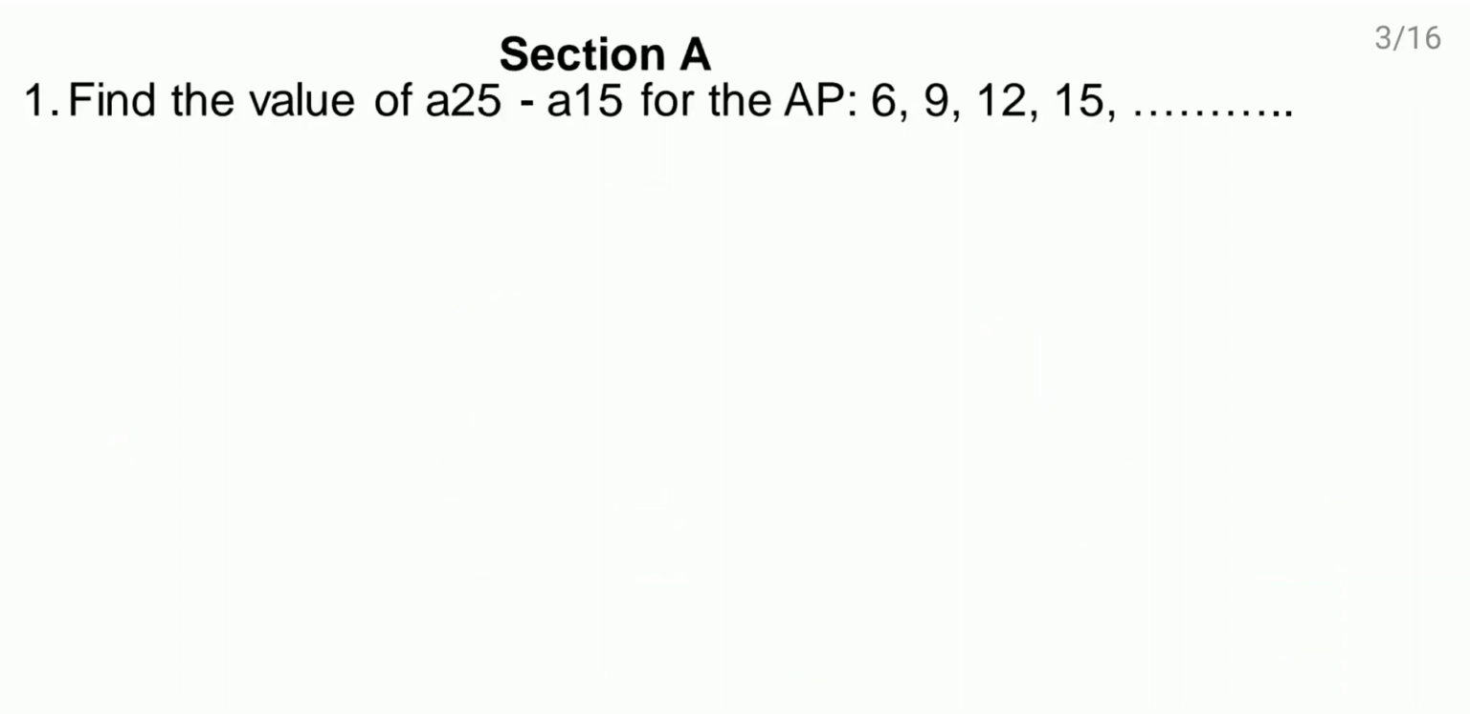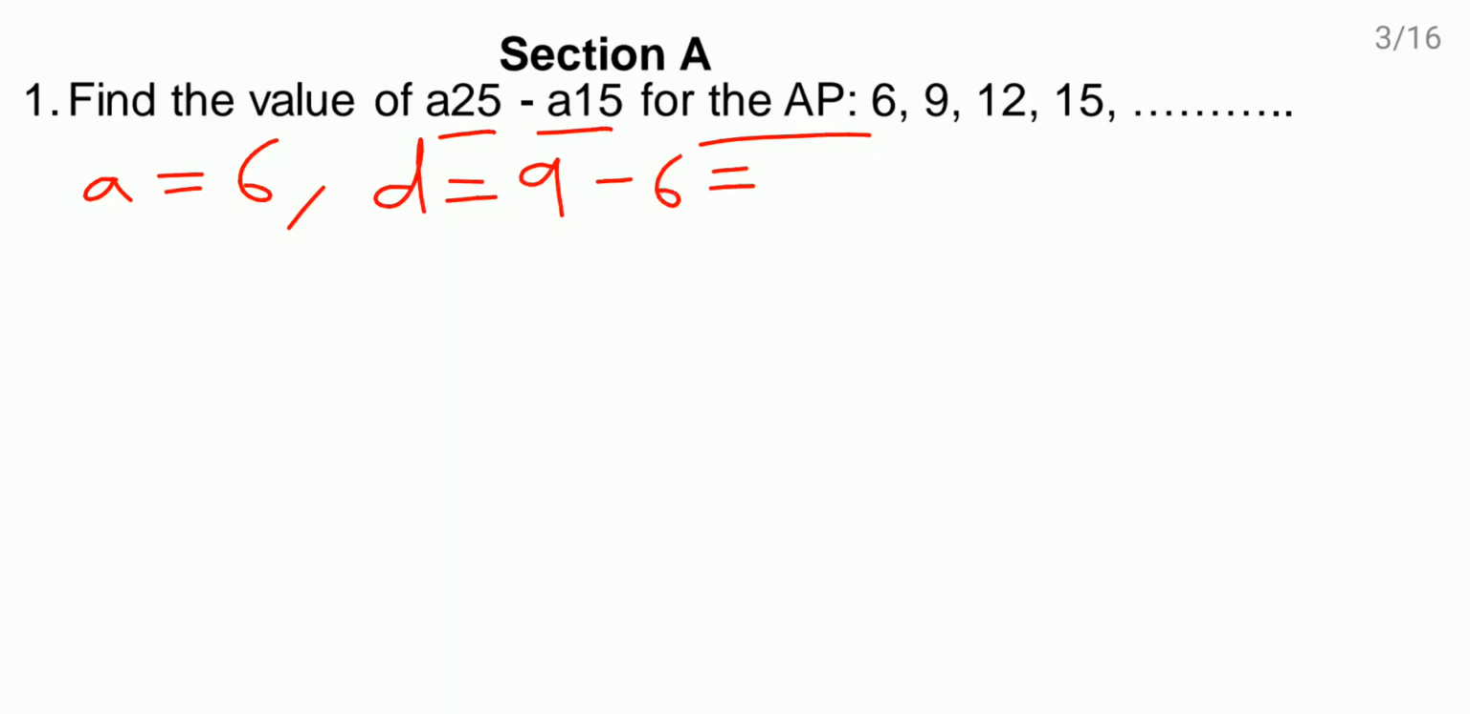Section A. They have given us the first question. Find the value of A25 minus A15 for the given AP. Just look at the AP here. The first term A is equal to 6 and D is equal to the second term minus the first term, that means 9 minus 6, which comes as 3. They told us to find A25 minus A15, that is the 25th term minus the 15th term.